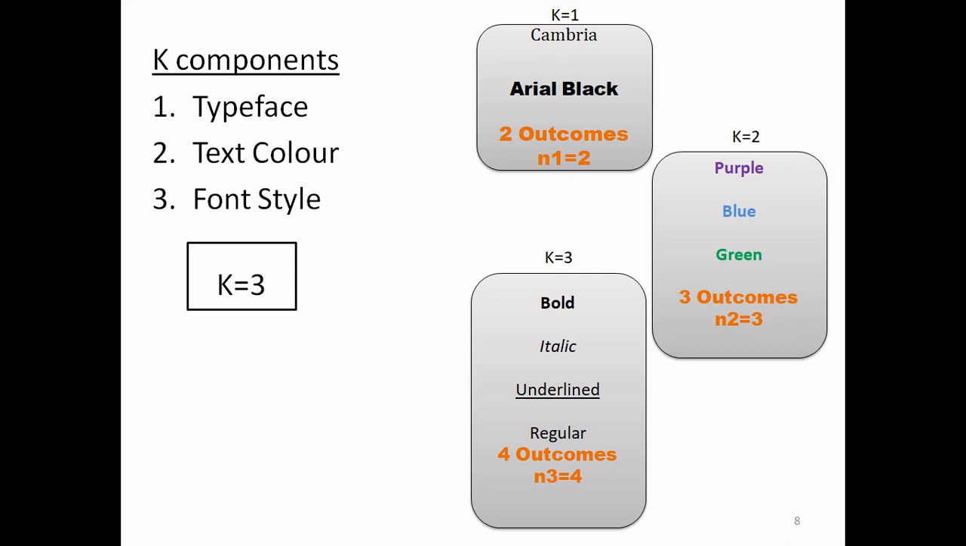And for each component, if I check how many outcomes are there, let's say k is equal to 1, which basically shows typeface. It has 2 outcomes, that is Cambria and Arial black. So n1 is equal to 2. Second component, which is text color, has 3 outcomes: blue, purple, green. So n2 is equal to 3 in this case. And for the last component, font style, we have 4 different options. So in this case, n3 is equal to 4.